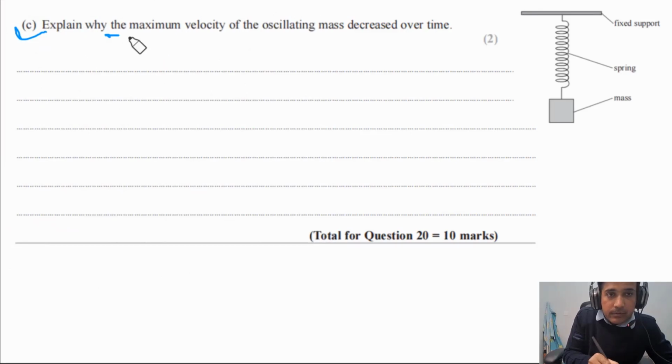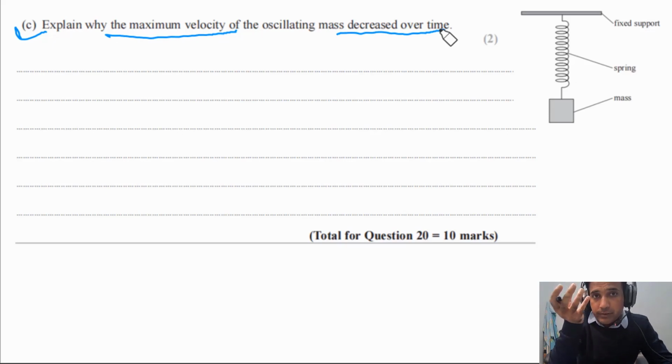Part C says explain why the maximum velocity of the oscillating mass decreased over time. Velocity will decrease. There are two main reasons. One is due to air resistance. So due to air resistance, the system will be losing energy, meaning the mechanical energy of the system will be converted into thermal energy.